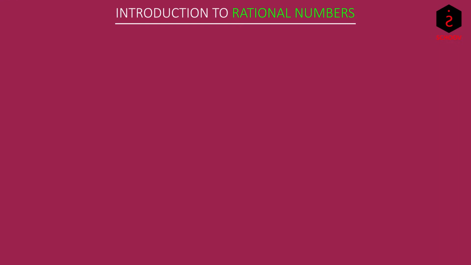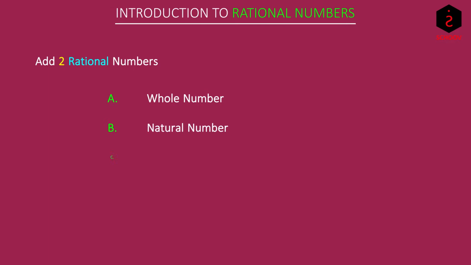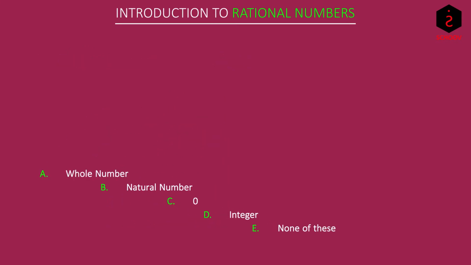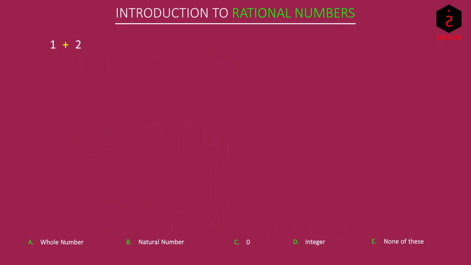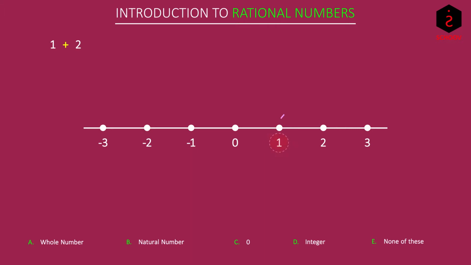Next example. If we add two rational numbers, will the answer always be a whole number, a natural number? Will it be 0, an integer, or will it be none of these? The important word in the question is always. Let's find out how. Add 1 and 2. So 2 jumps from 1, 2, then 3. 1 plus 2 is 3. 3 is a natural number. So, we added two rational numbers, 1 and 2, and we got a natural number, 3.